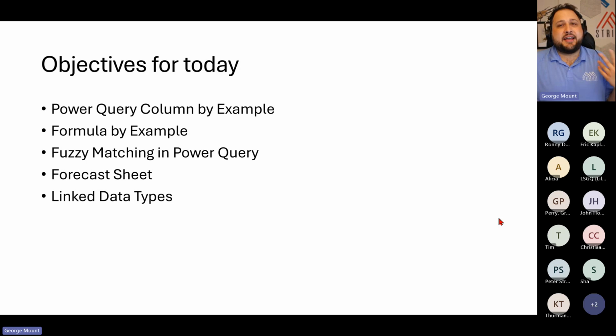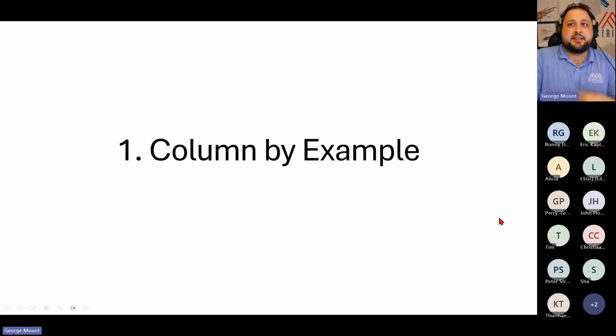We're going to look at fuzzy matching, which is a really useful technique when you've got data that is kind of similar, but not perfectly similar, and you want to do a lookup type mechanism on that. We're going to look at building basic forecasts, and we're going to look at importing data live from the web with linked data types. So all of these involve AI in one way or another, and we are going to start with Power Query's column by example.